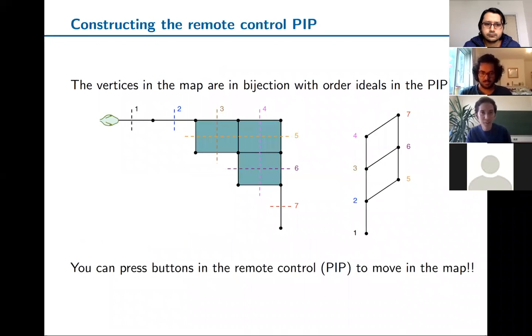Okay, so let's try to navigate this map. So let's say you start with your snake in this position, and then you want to cross the cat number 1. So you mark this element of your PIP 1. Now you cross the cat number 2, and then you place the button number 2. Then you cross the cat number 5. This corresponds to pressing the button number 5. Then you cross the cat number 3. This corresponds to pressing the button number 3.